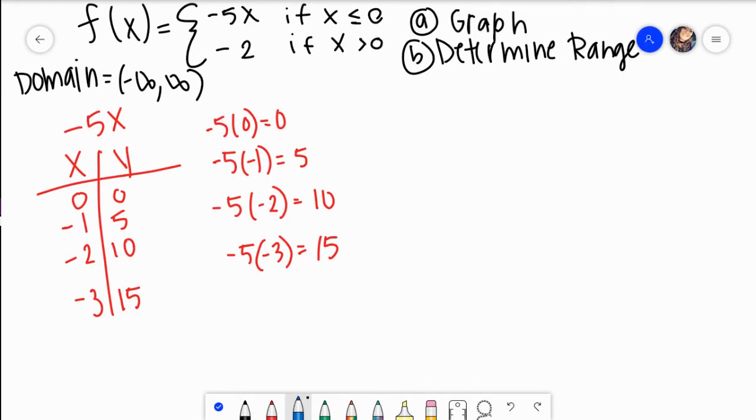Okay. So now what we're going to do is find points for our negative 2. We need x values and we need y values. So if you look at the condition, it tells me that x is greater than 0. This is saying that it's strictly greater than 0.